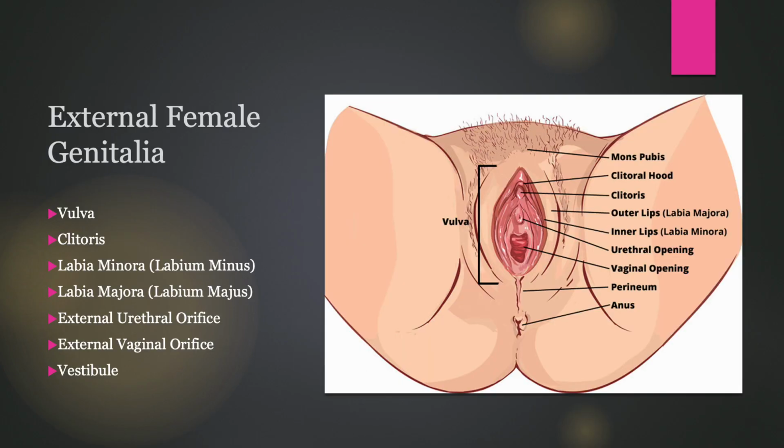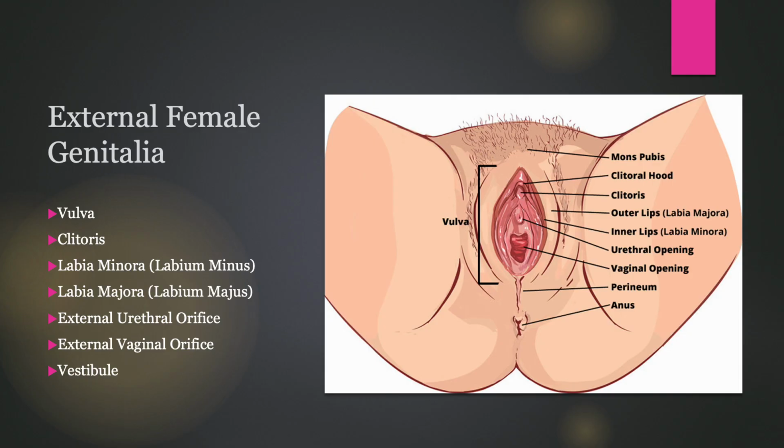Next, let's talk external female genitalia. So first in this photo, we have the vulva. The vulva is basically the entire external structure, so it includes all of the external genitalia on the female. So that's what you'll call the vulva. And the vulva is usually what has the hair on it.